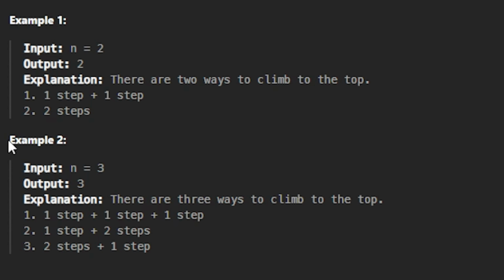Alright. And example 2: input n equals 3, output 3. So there are 3 ways to climb up to the top: 1 by 1 by 1, 1 by 2, and 2 by 1. Okay, so it seems pretty easy.